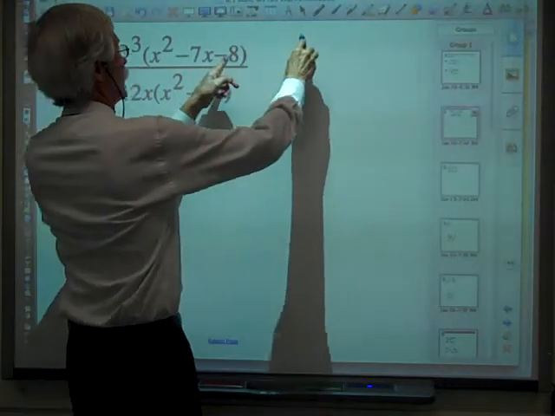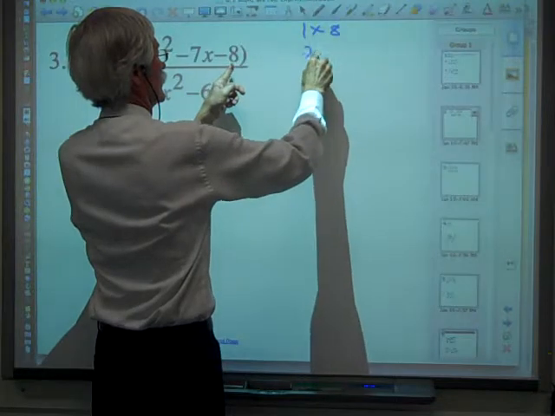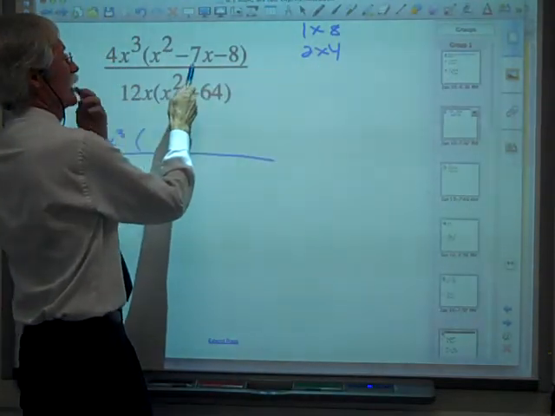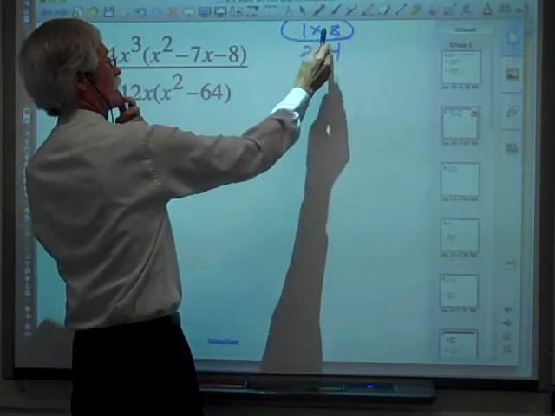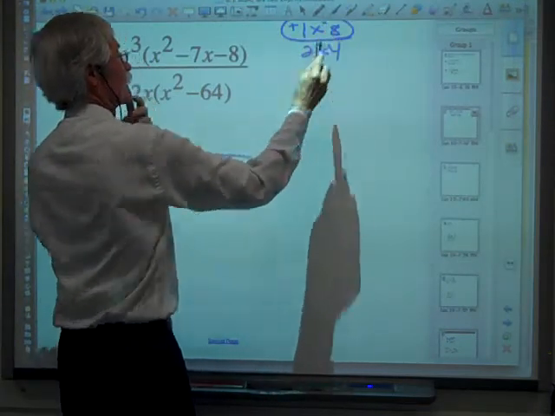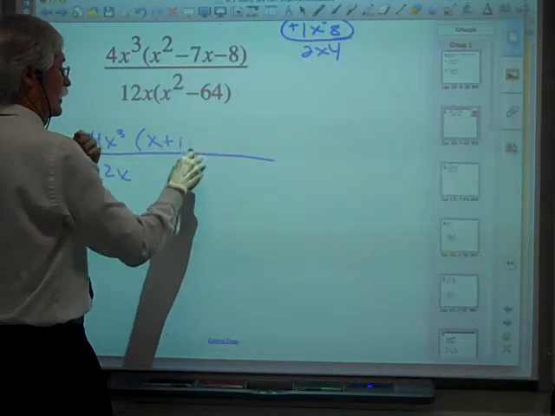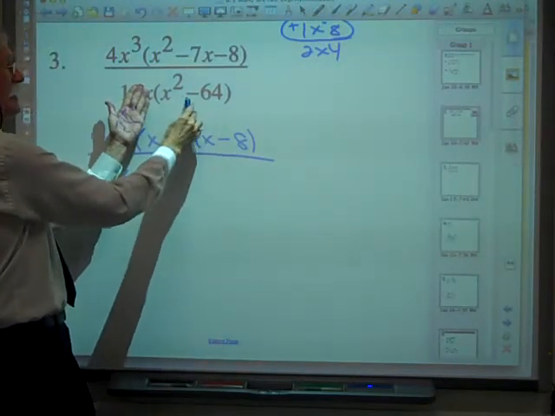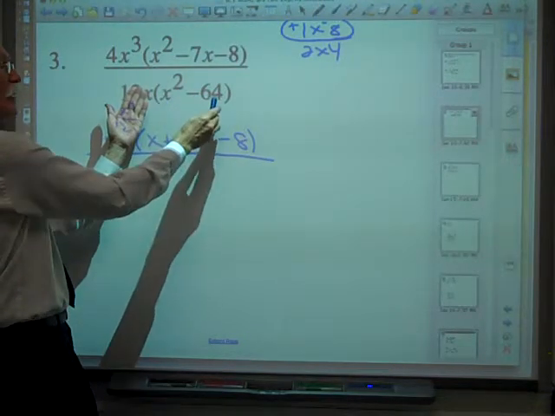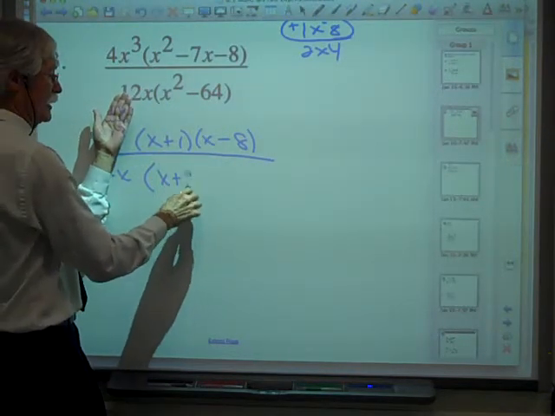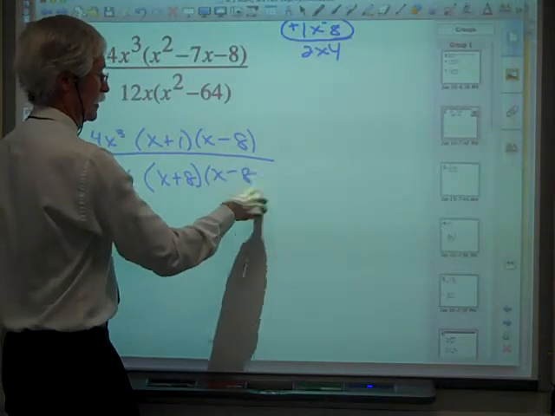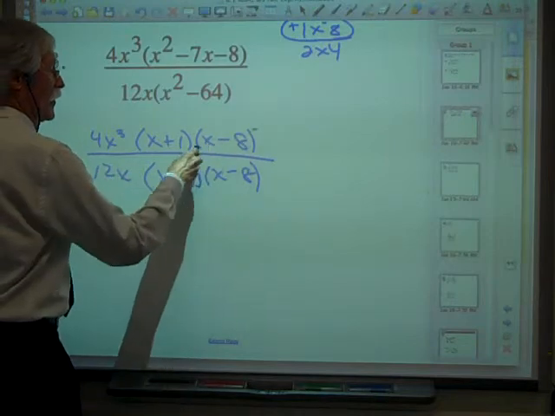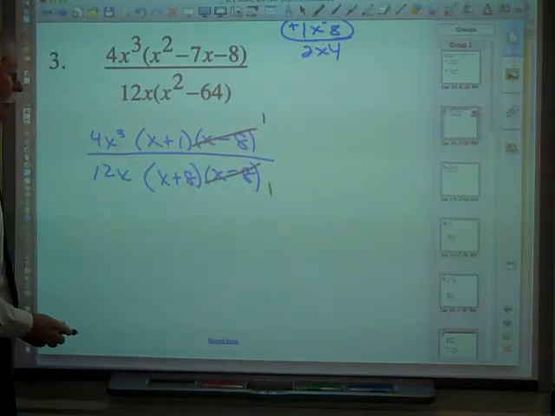Okay, what can multiply and make 8? And add and make -7. Can these add and make -7? Yes. X plus 1 and x minus 8. What about these guys? That's a difference of perfect squares. That's x squared and 8 squared. So it's x plus 8 and x minus 8. So now we can cancel that whole bracket with itself there.